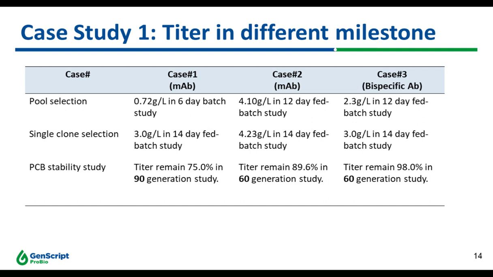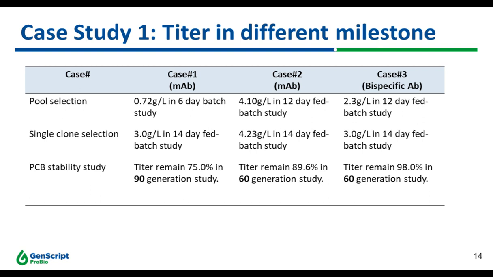In the pool selection stage, we can actually produce 0.72 grams per liter in a 6-day batch study. In case 2, we can have 4.1 grams per liter, and in case 3 it is 2.3 grams per liter in the 12-day fed batch study. So you see, even in the pool selection stage, we can have more than 1 gram per liter.